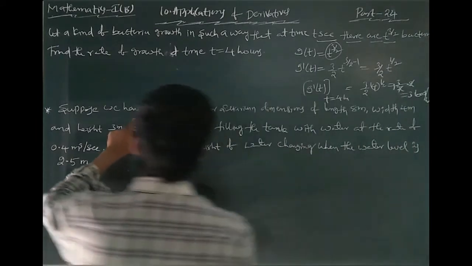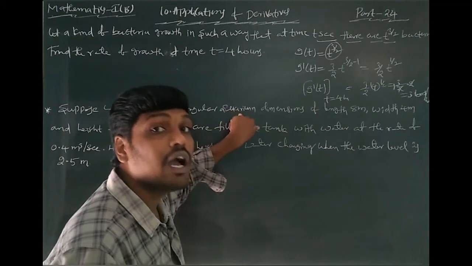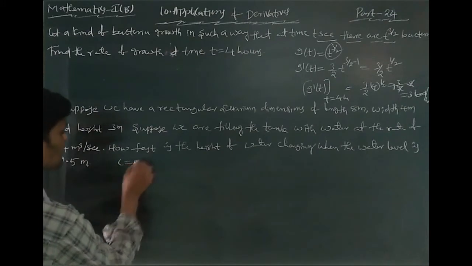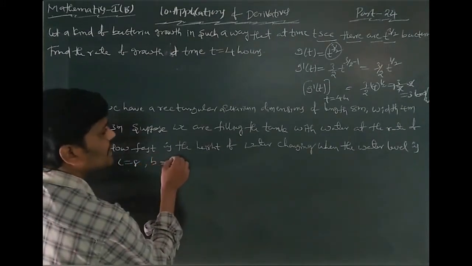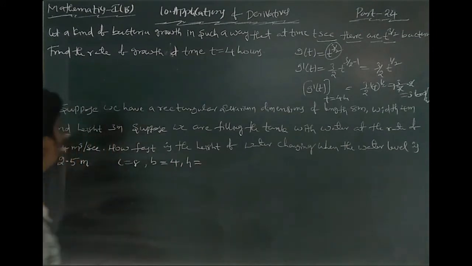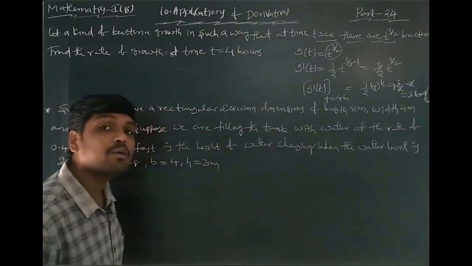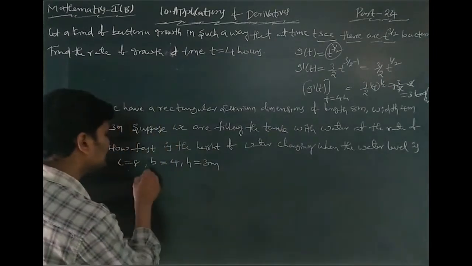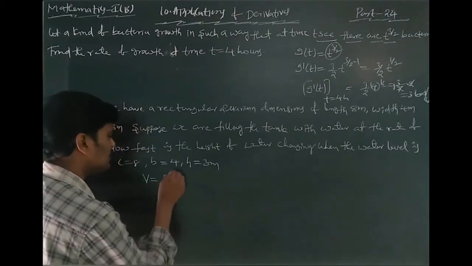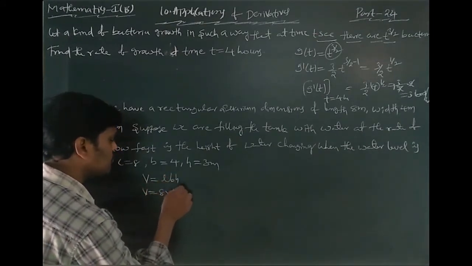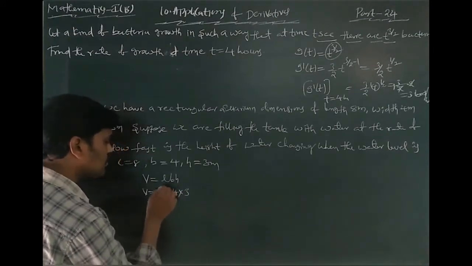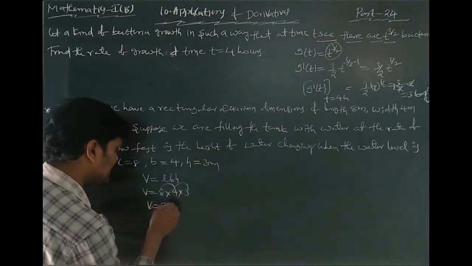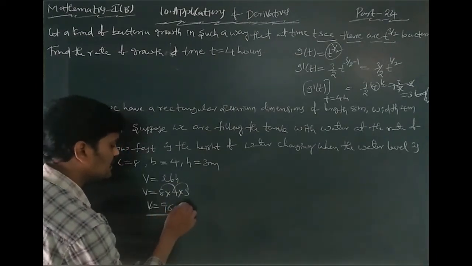Second one. Suppose you have a rectangular aquarium. The rectangular aquarium dimensions are given. Length L is equal to 8, width, nothing but breadth, is 4, and height is 3 meters. What is the volume of the rectangular aquarium? V is equal to L B H. V is equal to 8, 4, 3. 8 4s are 32, 32 3s are 96. This is the value, 96 meter cube.